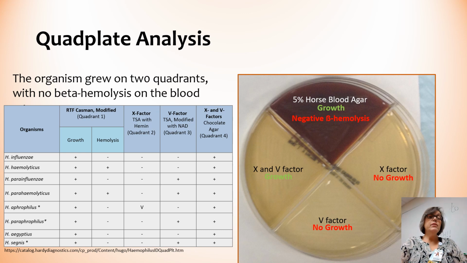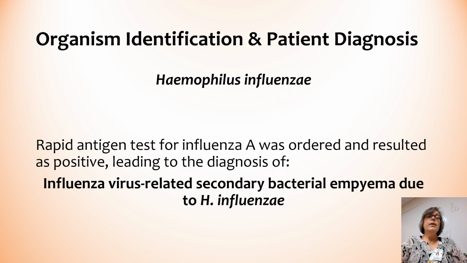Here is a chart that shows the probable reactions for the different Haemophilus species, and here is a picture of my plate and the growth pattern that I recovered. A little bit about the patient. We also had an influenza antigen test that was positive, which put a diagnosis of influenza virus-related secondary bacterial empyema due to Haemophilus influenzae.